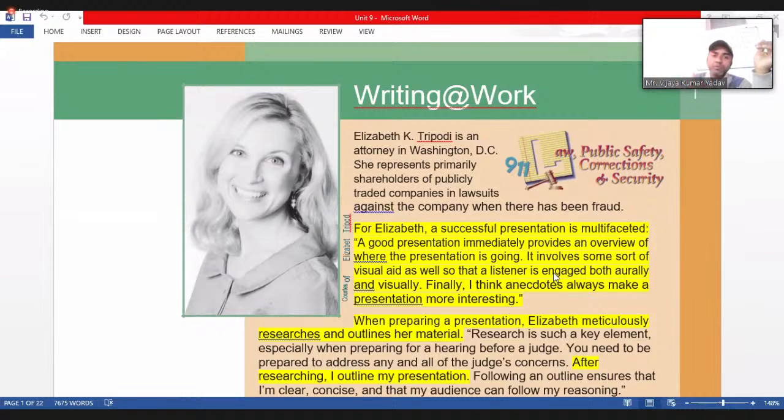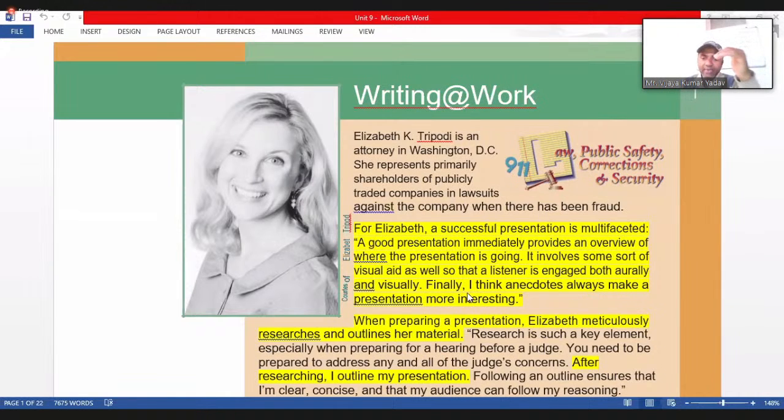If you use the visual aid, if you show something on the screen, then it captures the attention of the listener. The listener is engaged there. And if they are engaged, then what will happen? Whatever message you want to deliver through the presentation can easily be received by those listeners. So both orally and visually.